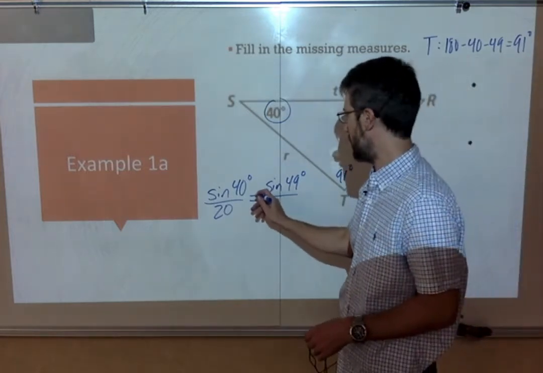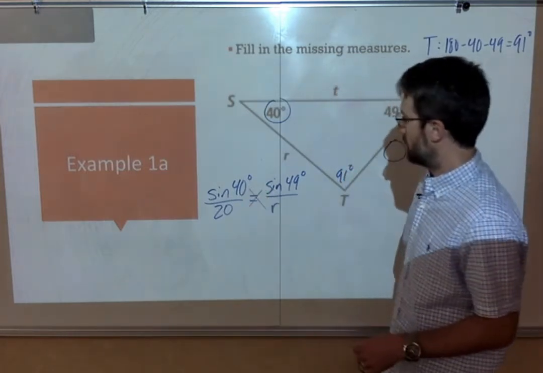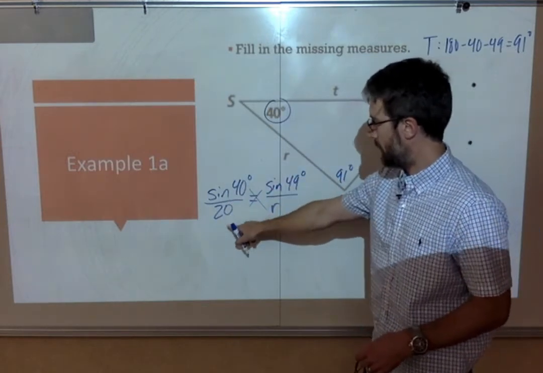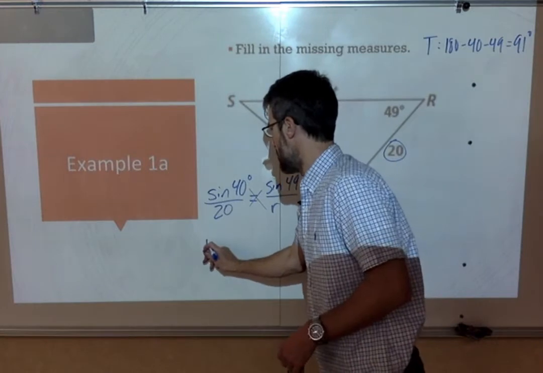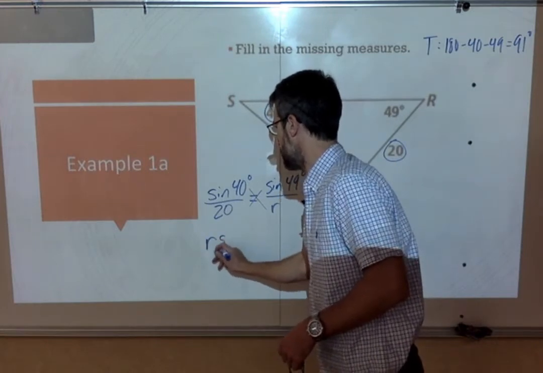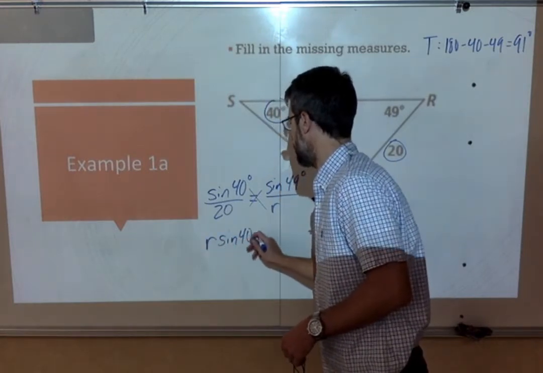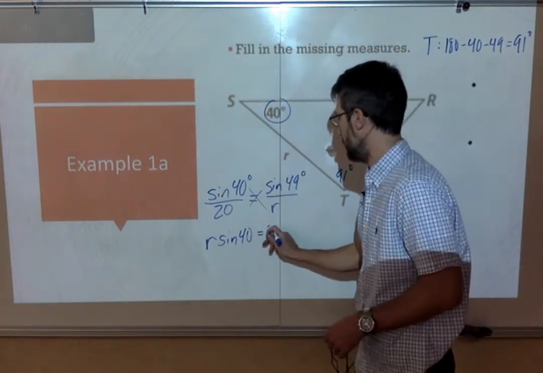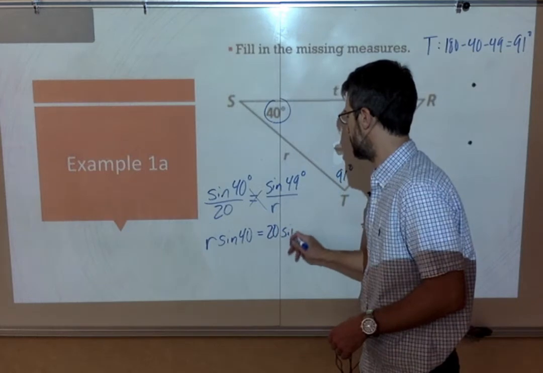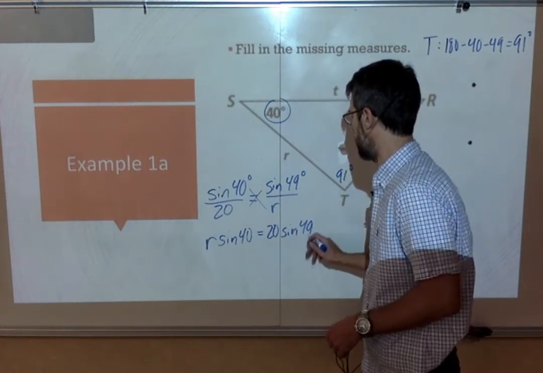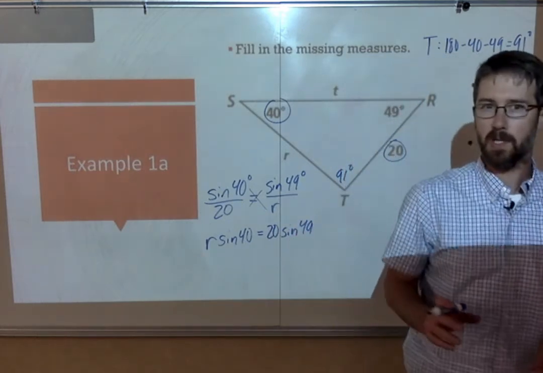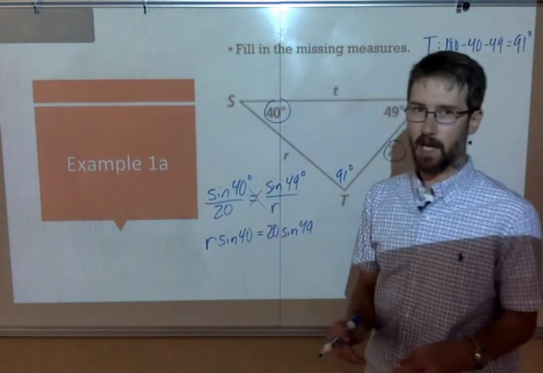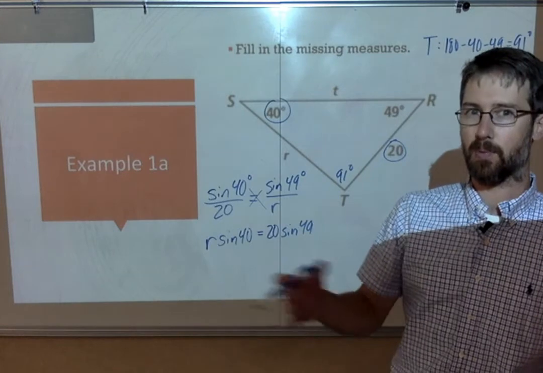To cross multiply, the top here gets multiplied by the bottom, and the top here gets multiplied by that bottom. So this is going to be R times sine of 40 degrees is equal to 20 times sine of 49. Now, a lot of teachers at this point will tell you to plug in sine of 40, plug in sine of 49, round the decimal place, and then proceed.